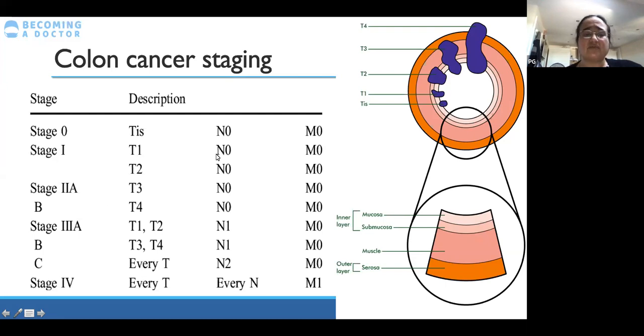So you can have multiple TNM combinations, which might be the same stage. For example, stage 1 can be T1 or T2 disease, as long as it's not gone to the lymph nodes and not metastasized. And the minute it metastasizes, it becomes a stage 4. And then the stages in between are various different combinations of T, N, and M. And this layout is present for every single tumor, every single organ site.